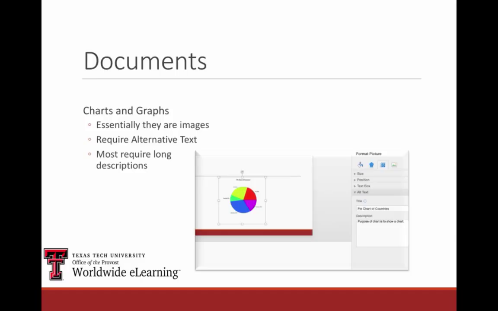I already mentioned charts and graphs, but I think it's important to revisit the subject to emphasize that charts and graphs are essentially images. They require an alternative text. Most require a long description because there's too much information in a chart or graph to be told in 140 characters or less.